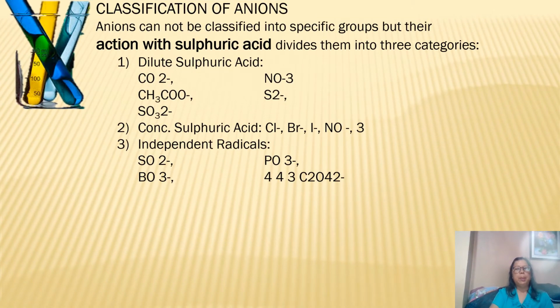And then there are different classifications of anions. You are now in the negatively charged ions, and there are major classifications. It depends upon how sulfuric acid is added. Dilute sulfuric acid groups together carbonate, acetate, sulfate, nitrate, and sulfide. Whereas for concentrated sulfuric acid, you have most of which are the halides, the nitrates, and then the independent radicals. There are so many of these.